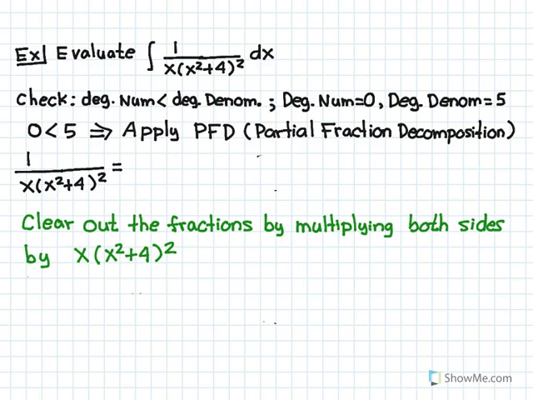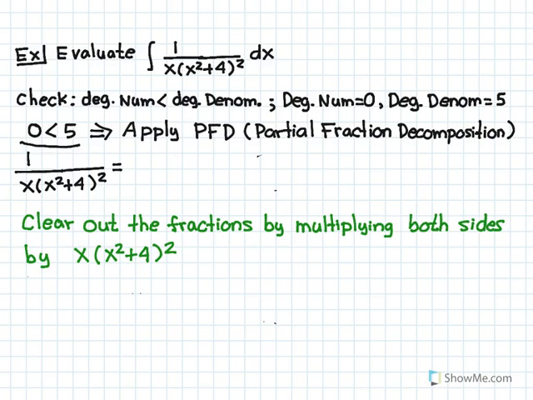All right, let's look at an actual example. Here we have evaluate the integral of 1 over x times x squared plus 4 all squared. So the first thing we do is we check the degree of the numerator and denominator. The degree of the numerator is just 0 because the numerator is a constant. 1 is a constant, its degree is 0. If you were to open up the denominator all the way, the degree of the denominator would be 5. And 0 is less than 5. The degree of numerator is less than degree of denominator.